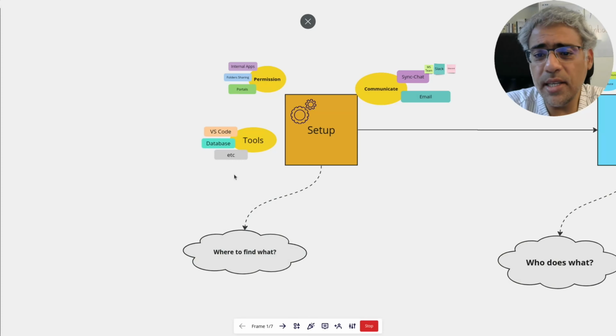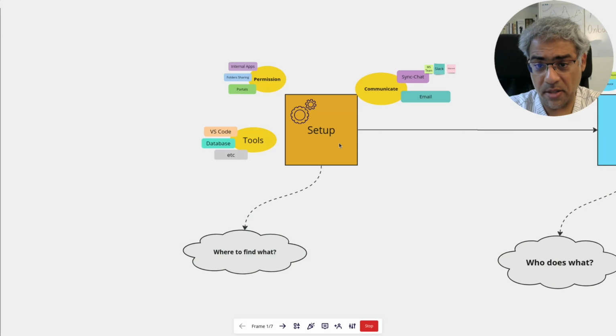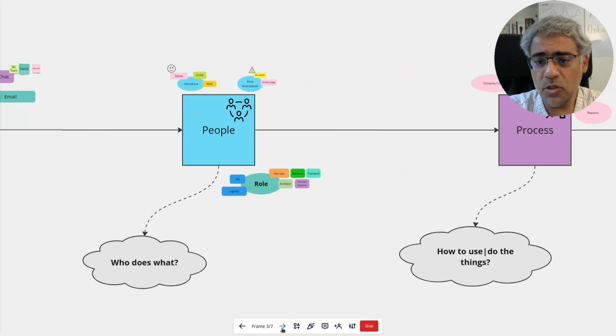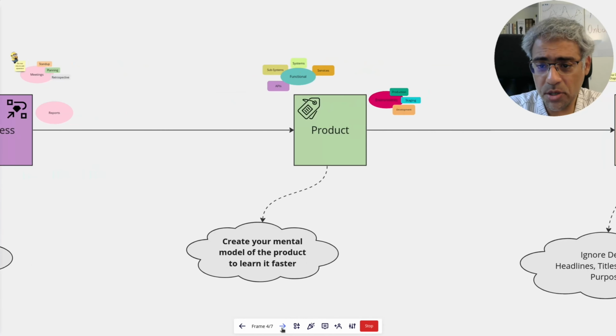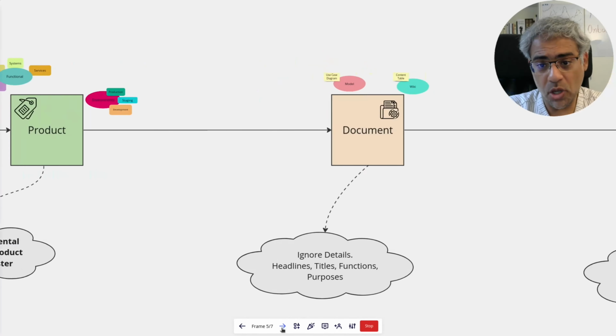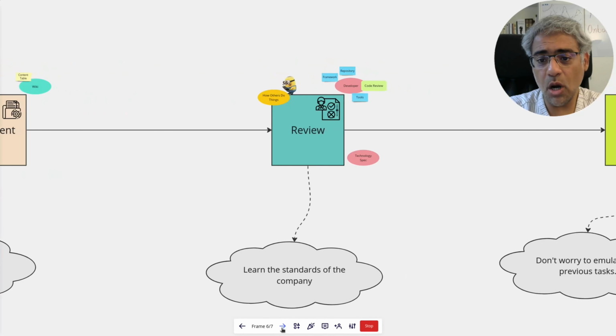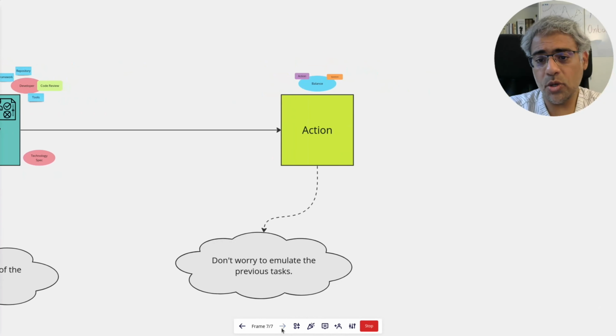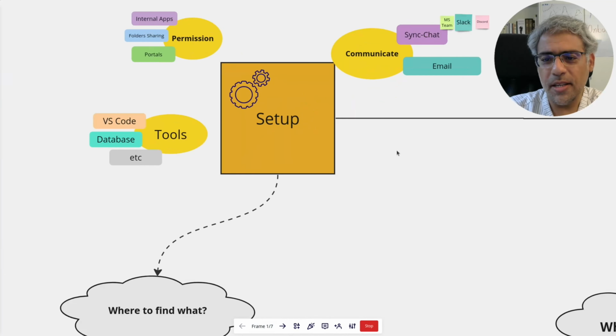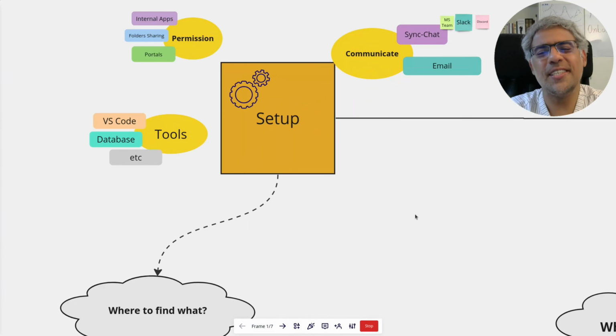Let's quickly review the 7 steps at first, actually. The setup, connecting to people, joining the processes, product of the company, documentation and models, review others' job, and also start your action in a new company. The easy process is the setup actually, but it cannot be also really easy.